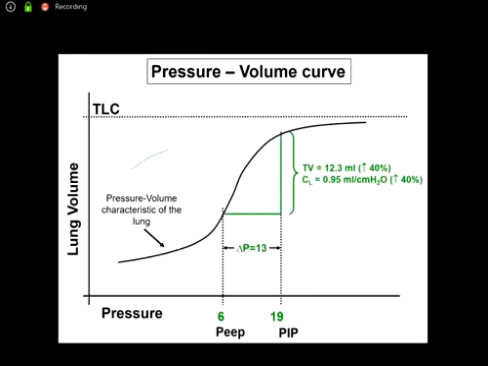Now, just by doing that, you will see your tidal volume has increased 40% because your compliance has now moved to the steeper part of the curve, and the compliance is now up to 0.95. So the compliance has increased 40%, and that allows you to increase your tidal volume by 40% just by decreasing the PEEP by 1, just moving that ventilation to a steeper part of the compliance curve.